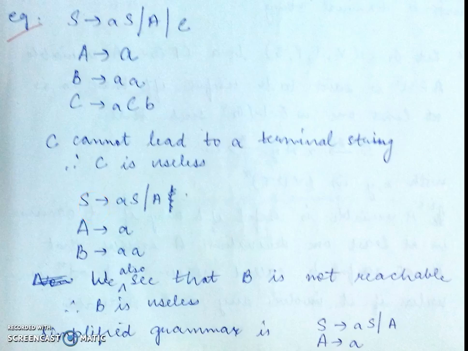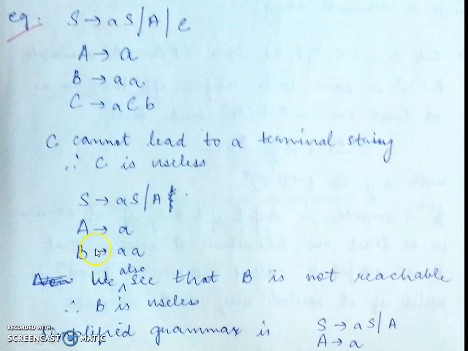Likewise, consider another example. Here S implies AS slash A slash capital C. A implies a, B implies AA, C implies AC. C cannot generate a terminal string because I don't have a terminal over here. So C is useless, so I have removed C. After removing C, I am left with these three. C is removed from here also. The C production is removed as well as S implies C. So C is not placed there. After removing C, I have the production rules of this form.